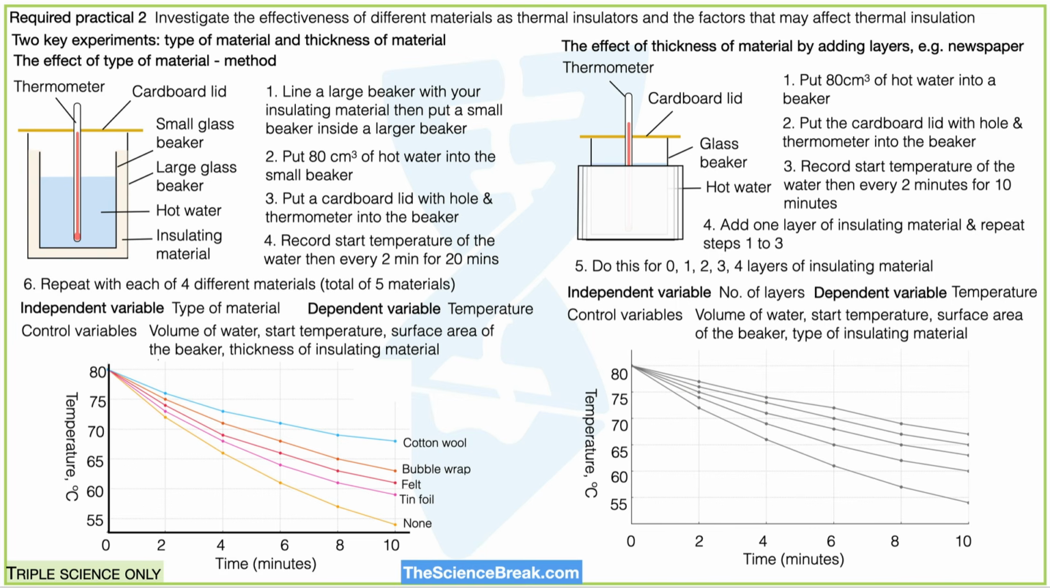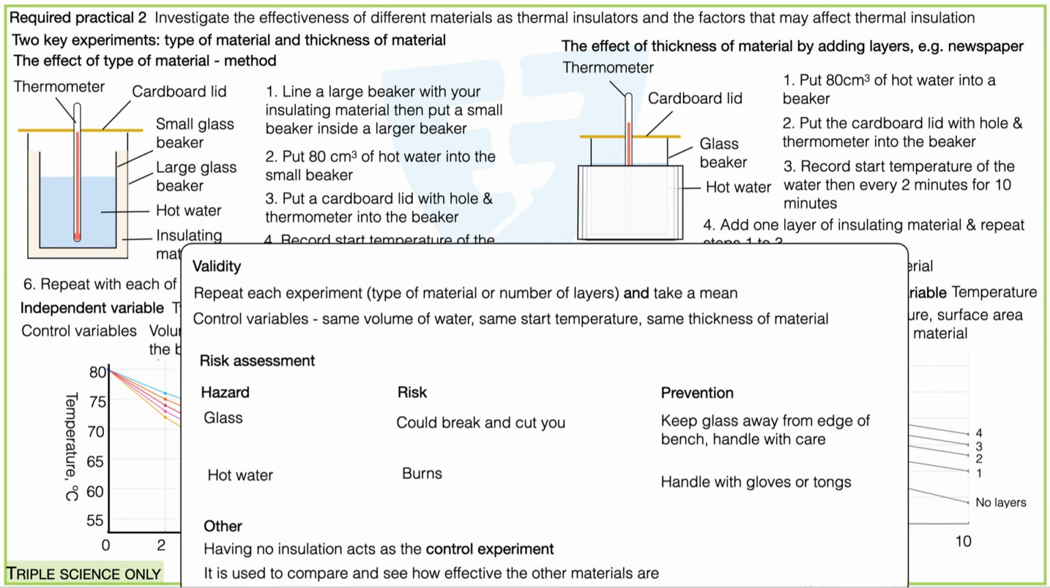Here's our graph of our results, what they might look like. Again, we're plotting time against temperature for the different numbers of layers. So no layers first as a comparison, then 1 layer, 2 layer, 3 layers, and 4. So those are the 2 parts for required practical number 2.